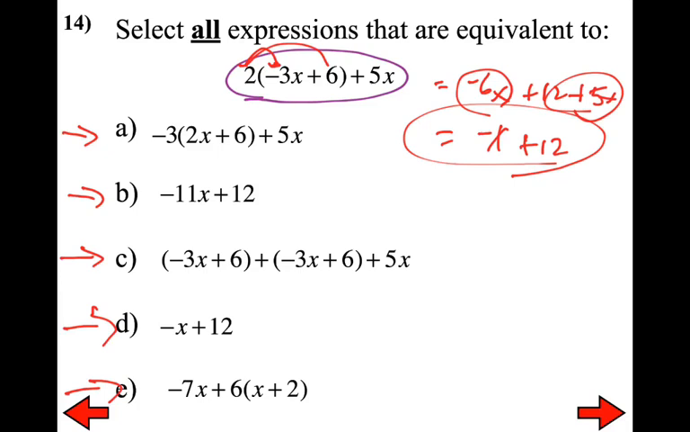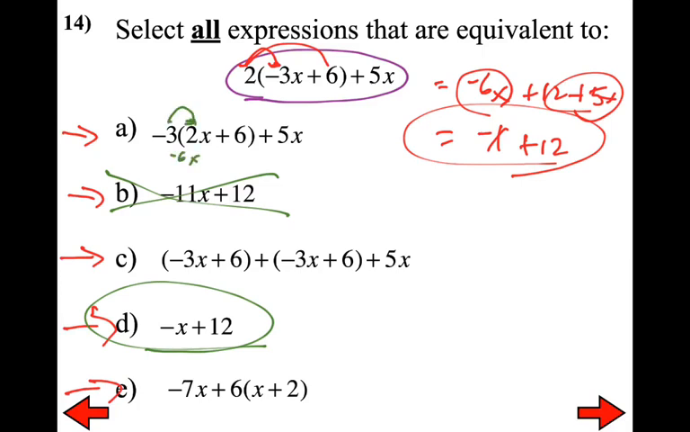Well, first of all, you can eliminate 1. Clearly, b is not equivalent to negative x plus 12. However, this one is. And then at that point, we've got to check a and c and e just to see if they are. So let's do that. So here we have negative 6x minus 18 plus 5x. I think we can already see that even though we get negative x, we've got that negative 18 there. So this one is not.